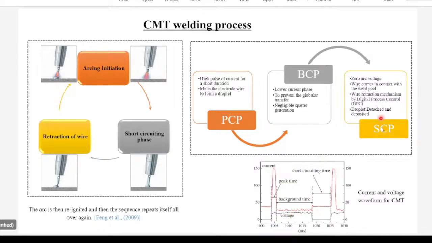After the background current phase, you can see the short circuiting phase. In this phase, you can see the voltage dropped very low, to around zero. So zero arc voltage: the wire comes in contact with the weld pool. The wire retraction mechanism is handled by digital process control. As I've already told, this is the head of the CMT machine. DPC controls all the movement of the wire, and then the droplet is detached and deposited. So this is a cyclic loop, and that's how the droplet is detached.